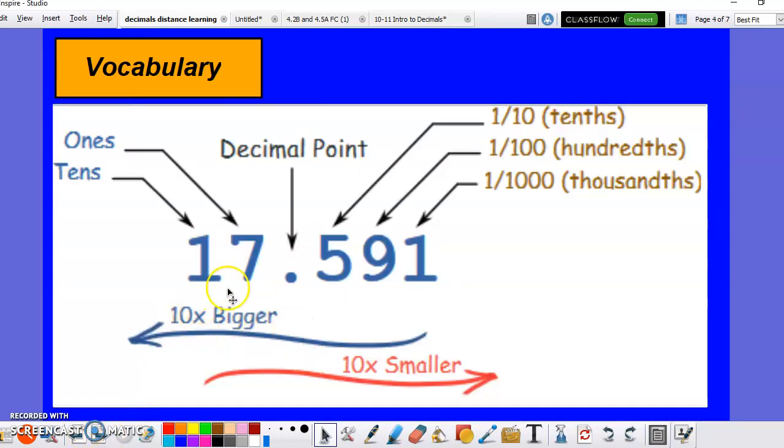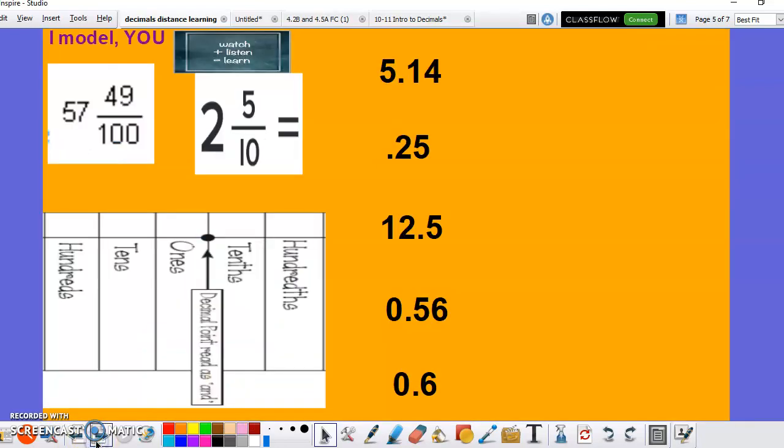So here it is again, just how you would write it different ways. Here's our decimal point here in the middle. Our whole numbers, we say that together, 17. We say the decimal as and then 591 thousandths. Now, we don't necessarily go up to the thousandths very often in 4th grade, but it's a good thing to know it. So let's look here at some different ways that we can go from a fraction or a mixed number to a decimal.